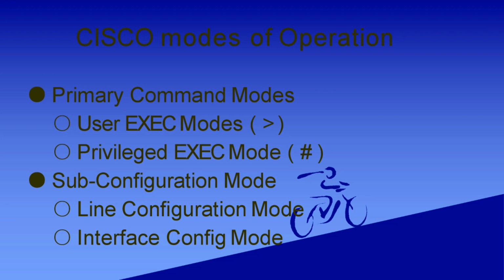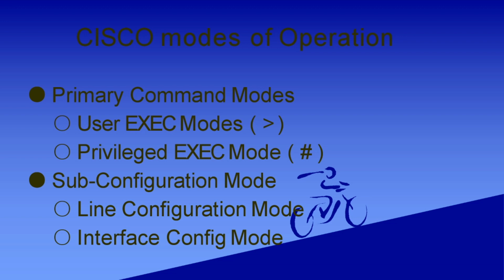Privilege EXEC mode. To execute configuration commands, a network administrator must access privilege EXEC mode. Higher configuration modes, like global configuration mode, can only be reached from privilege EXEC mode. The privilege EXEC mode can be identified by the prompt ending with a pound symbol.